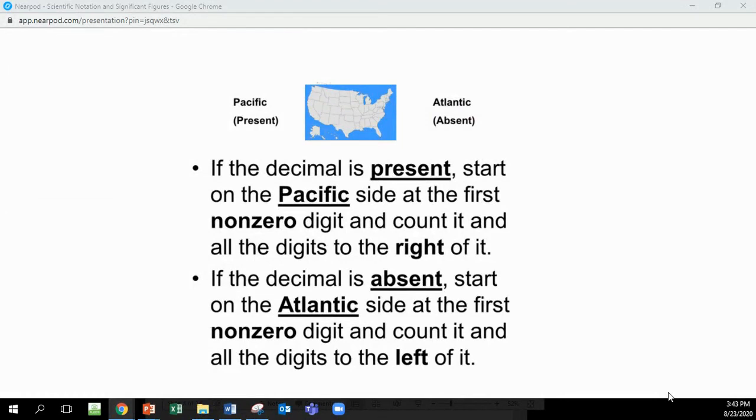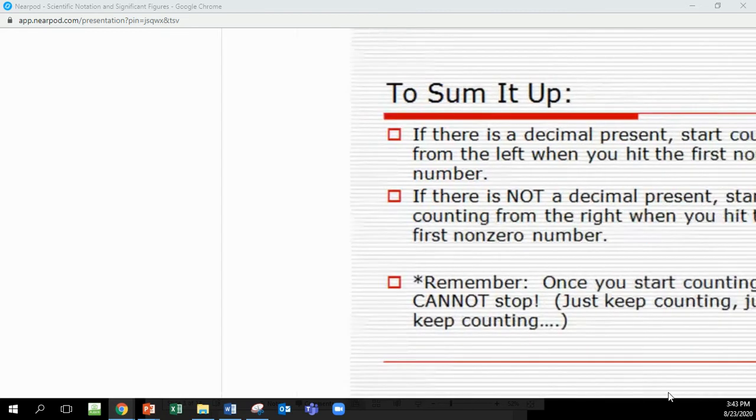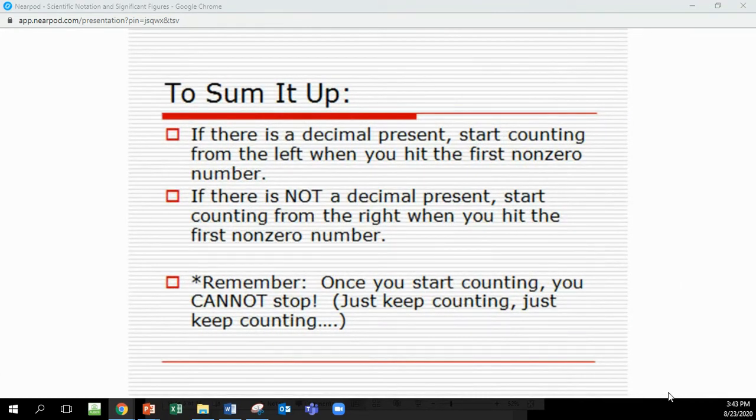Okay, so again, decimal present, you count from the Pacific side, the left side, from the first non-zero digit. Once you start counting, you can't stop. If a decimal is absent, like Atlantic, you're going to go from the right side. You're going to start counting from the first non-zero digit, and once you start counting, you can't stop. So to sum it up, decimal present, count from the left when you hit the first non-zero number. If there is not a decimal present, it's absent, you count from the right when you hit the first non-zero number. Remember, once you start counting, you cannot stop until you run out of numbers. Just keep counting, just keep counting.